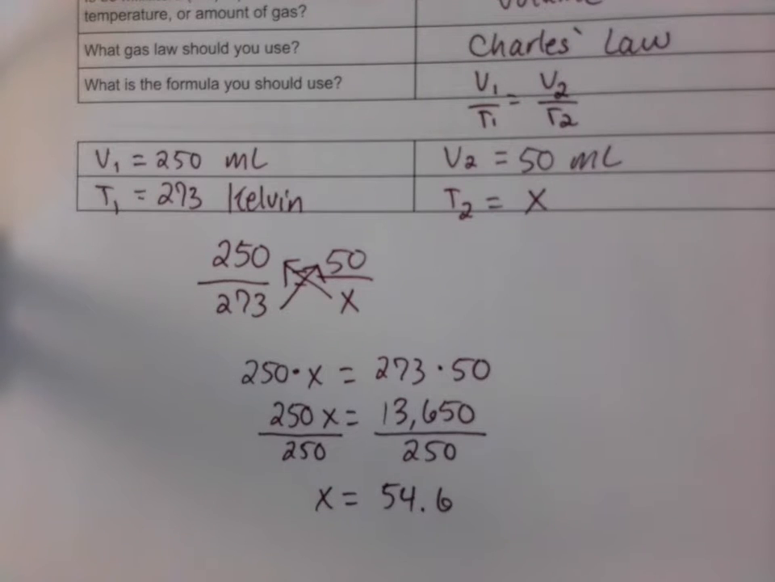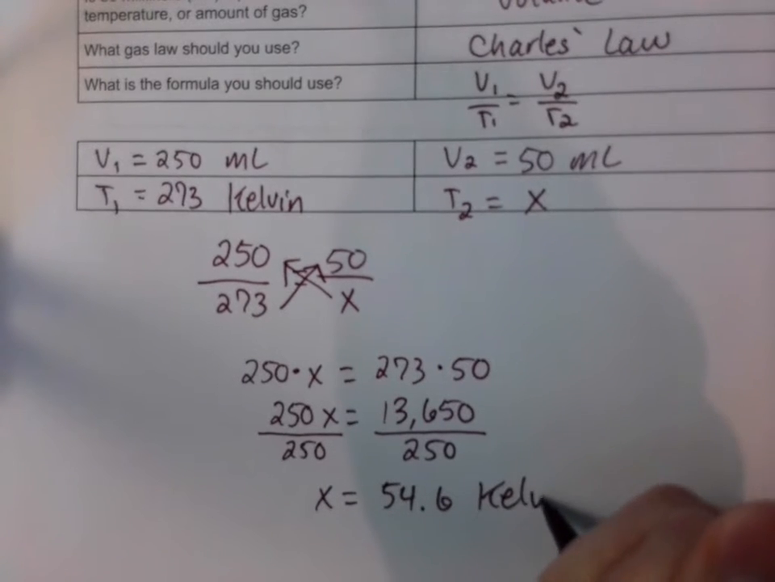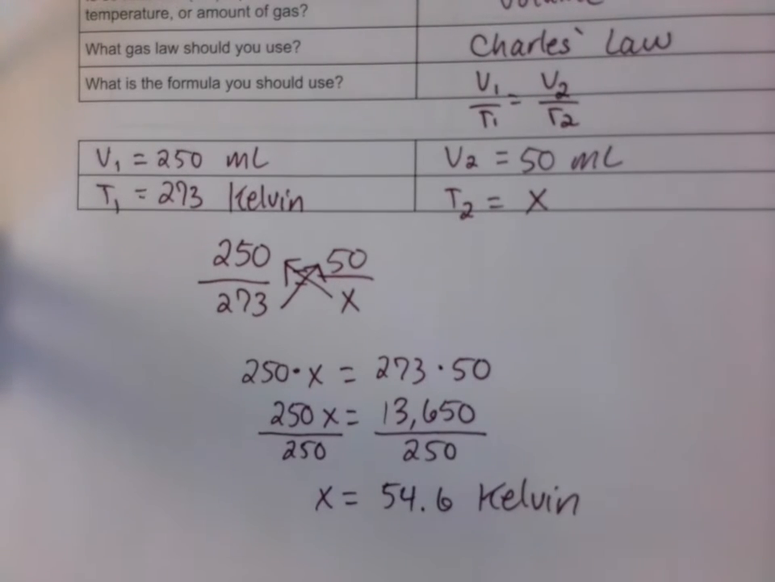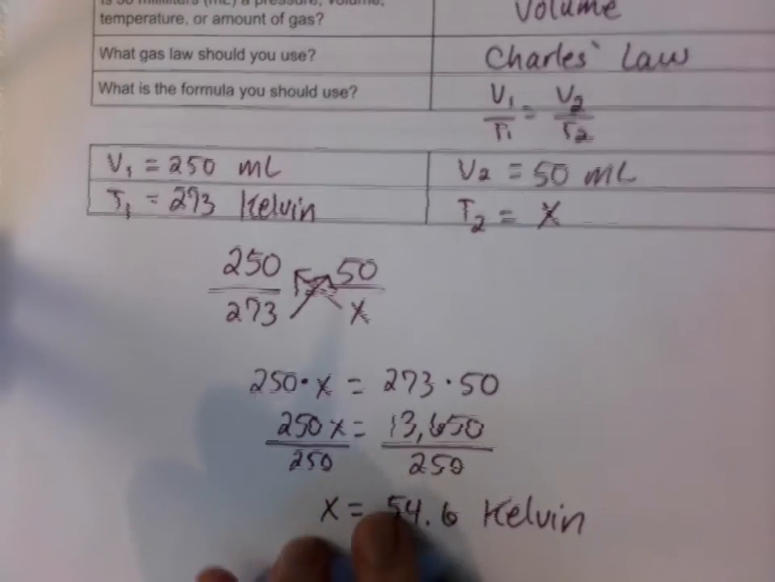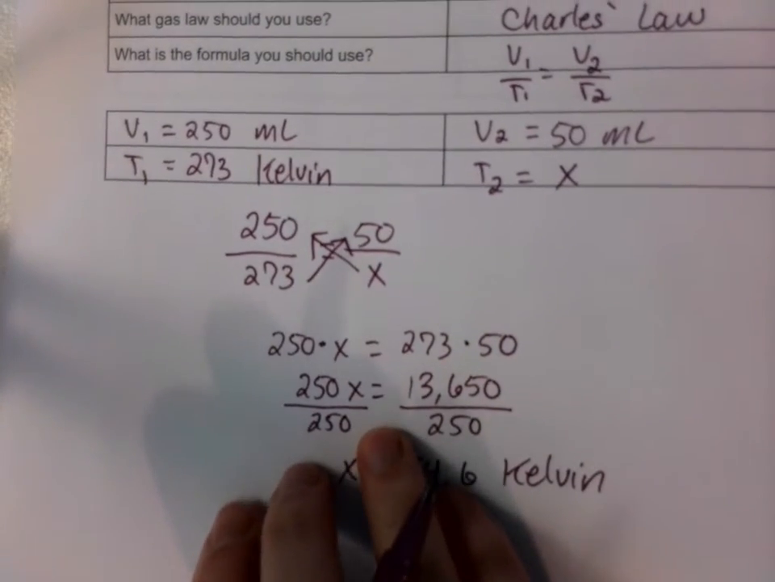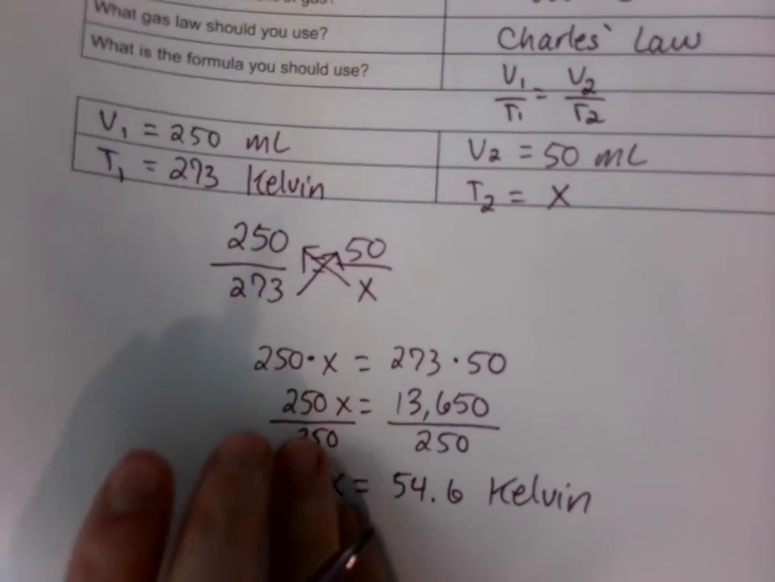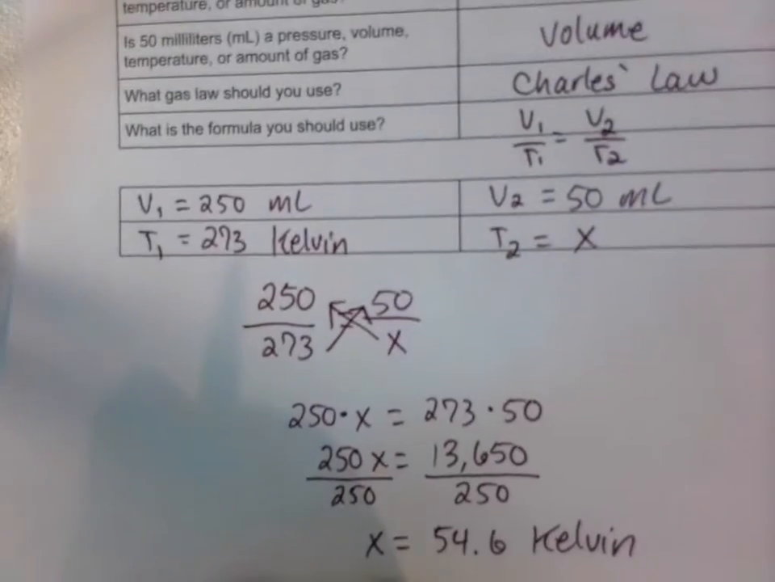Alrighty, so there you go for that one. 13,650 divided by 250 is 54.6. Then you have to ask yourself, what unit should this be in? It should be in Kelvin, just like that. Remember, if you get behind, just pause the video, write down the things, and then catch up with me. Alright, let's go on to the next one.